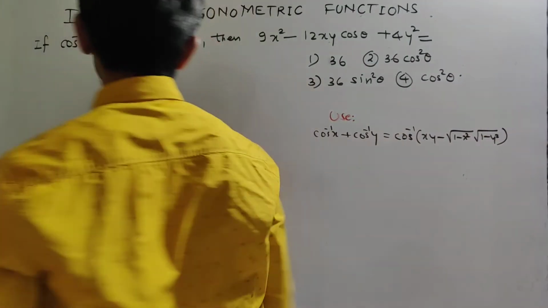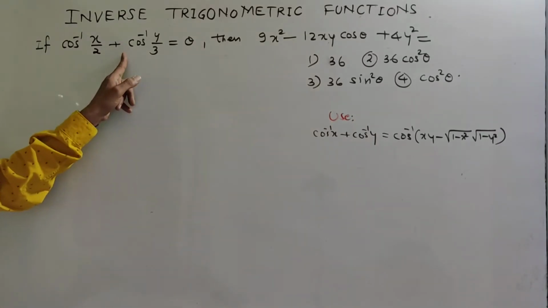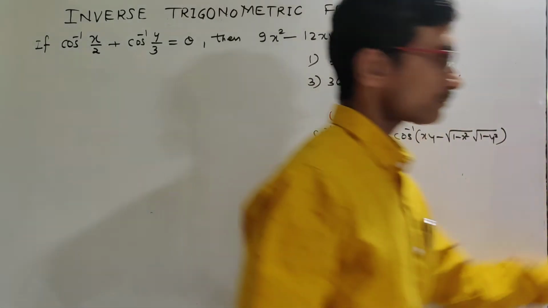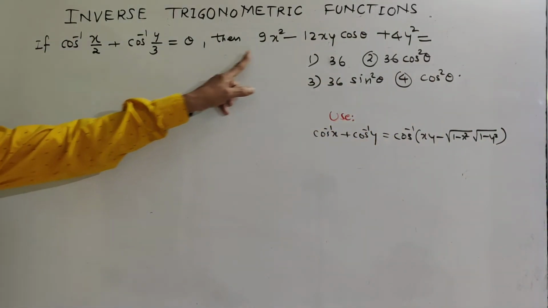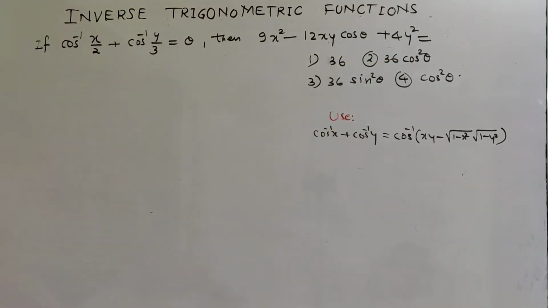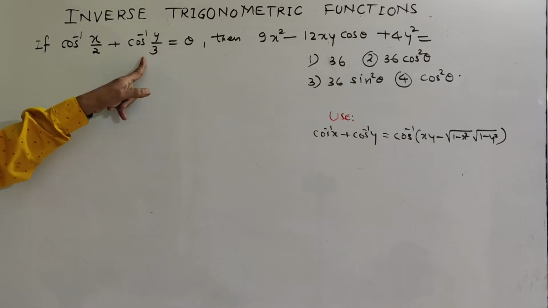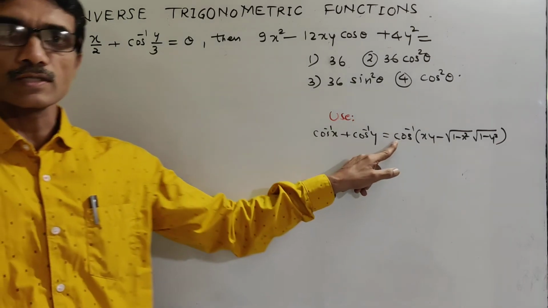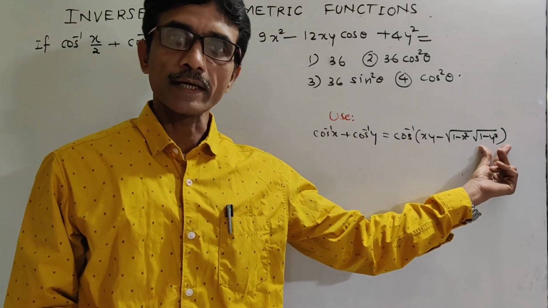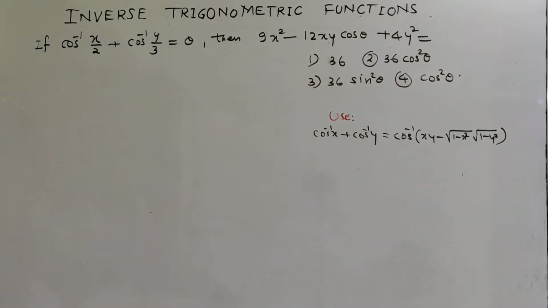The question is: cos inverse of x by 2 plus cos inverse of y by 3 is equal to theta. Then 9x square minus 12xy cos theta plus 4y square is equal to what? So we can use the formula cos inverse x plus cos inverse y is equal to cos inverse of xy minus root of 1 minus x square into root of 1 minus y square. Here our x is x by 2, the whole term, and this is y, that is y by 3.